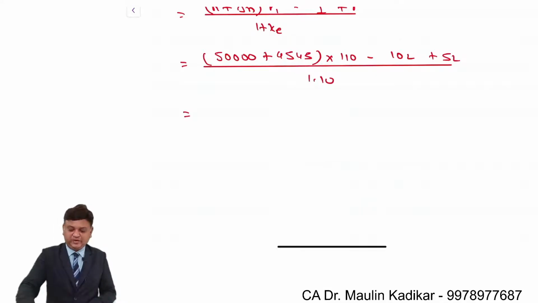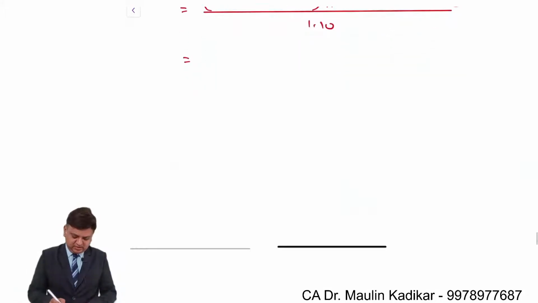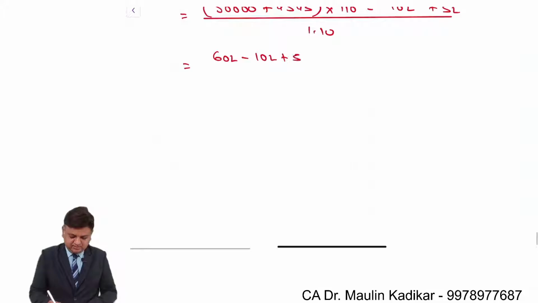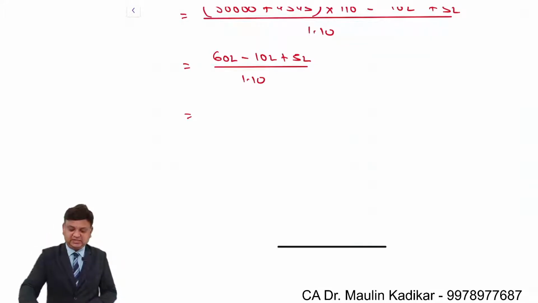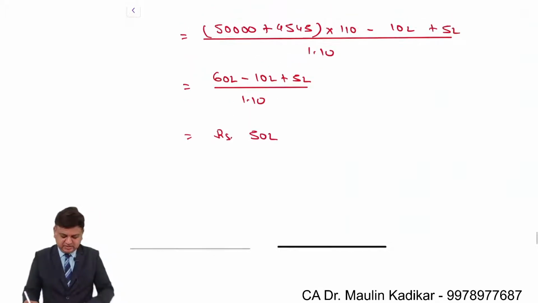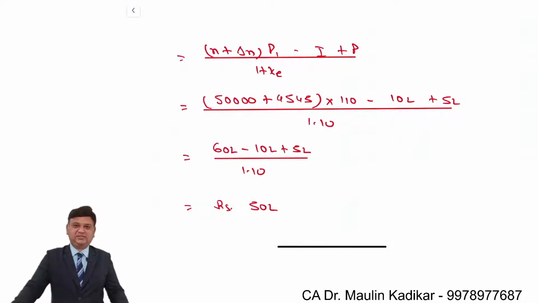This is the way we are supposed to find the answer. So 50,000 plus 4545, 54,545 into 110. That comes to near to 60 lakhs. Minus 10 plus 5 divided by 1.10. So the numerator is 60 minus 10 plus 5, 55 lakhs, upon 1.1. So it comes to 50 lakhs. This is the way we are required to make the computation of the answer. The value of the firm would be 50 lakhs.